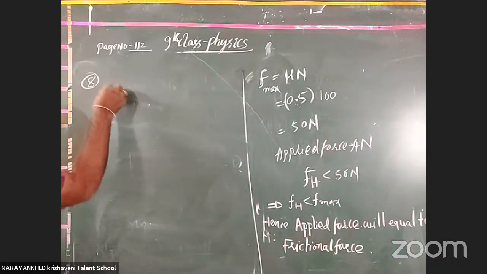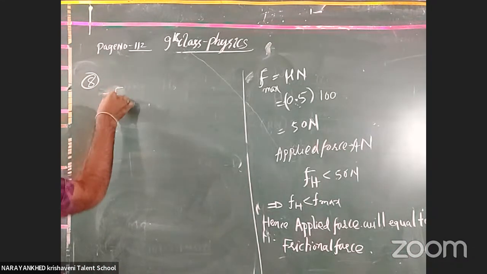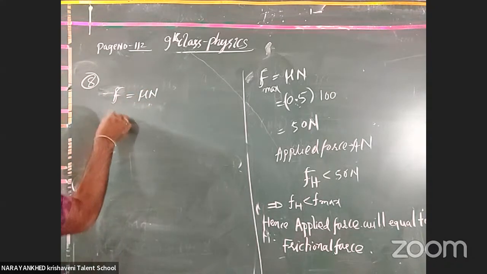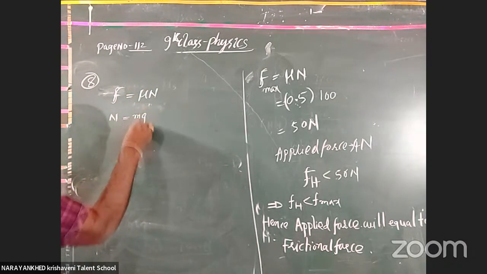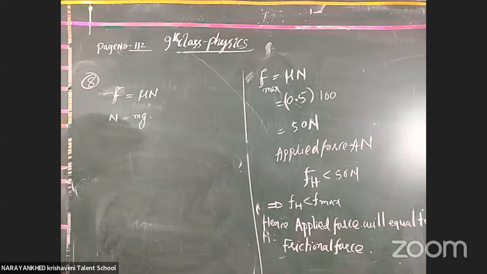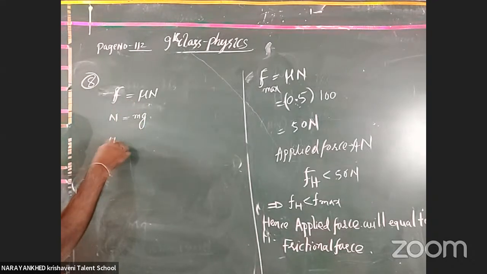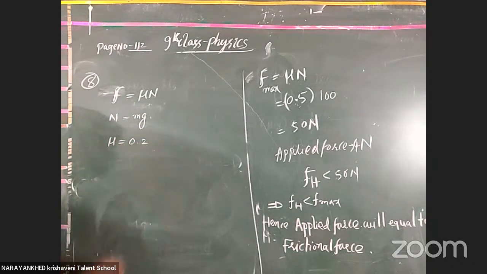Now mu, you know very well, the friction f is equal to mu into N. Here N is equal to how much? mg. Got it or not? N is equal to mg. Now what is the mu value given? The mu value is given as 0.2. That is it, right?